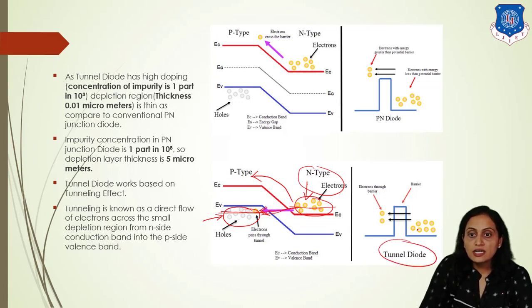So in the tunnel diode, instead of climbing up, the electrons reach across the depletion region through the tunneling effect, and that is why it is called the tunnel diode.